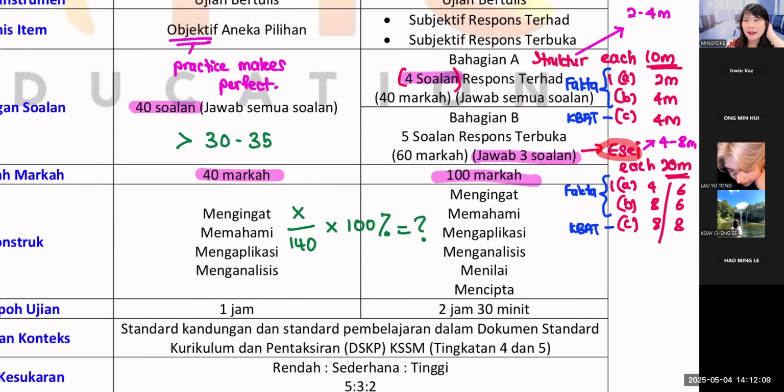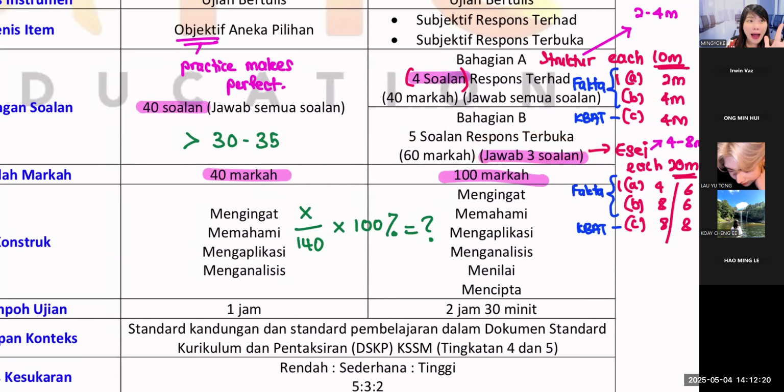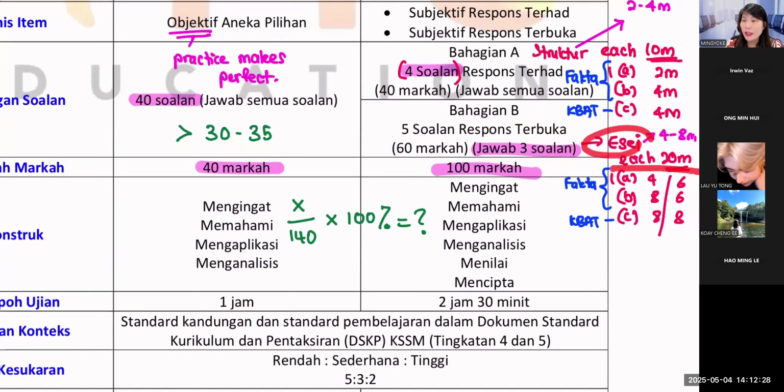Essay basically, in the actual exam format, they will give you 5 questions, choose 3 to answer. Essay 5, choose 3, as in, each essay question is 20 marks. And it is divided into A and a B and a C.